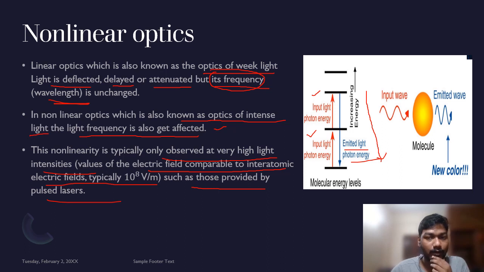That means if the input is red, and these two inputs mix together, they give rise to a higher frequency, say blue, and the color can be anything: blue, violet, anything. So basically there is an input wave and a molecule, and if we give one color, we get another color. That means the frequency or the wavelength is affected in nonlinear optics.